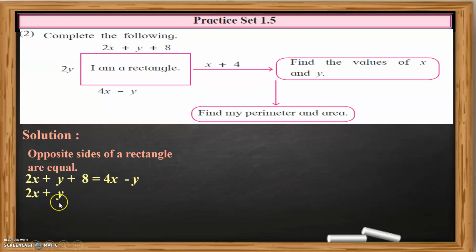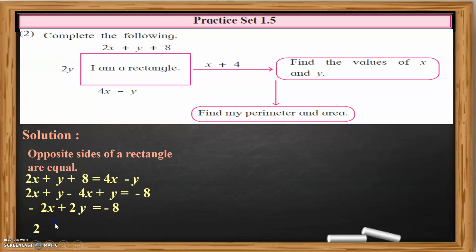Next step, 2x plus y minus (4x plus y) is equal to minus 8. Now, on adding the like terms, 2x minus 4x, you will get minus 2x, and y plus y you will get 2y. So you will get minus 2x plus 2y is equal to minus 8.